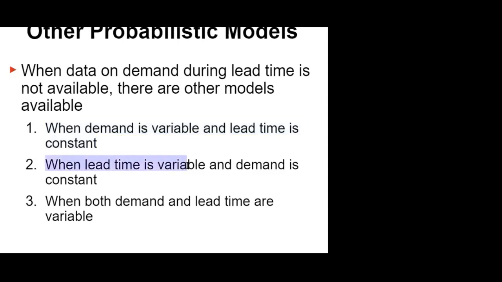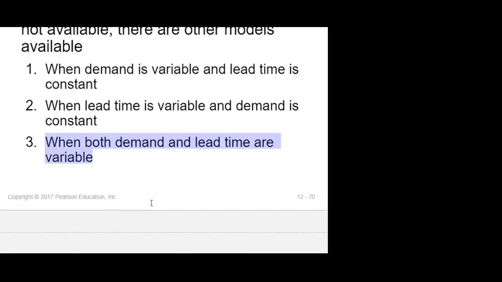When lead time is variable this time, it's the opposite of this. Here, lead time was constant. Here, lead time is variable. If lead time is variable and demand is constant, then we're going to have the standard deviation of lead time. As a result, we use a different model. We just plug in the numbers and we will get the answers. When both demand and lead time are variable, then we will be given the standard deviation of both somehow, and we can just plug in the formula and find the safety stock.